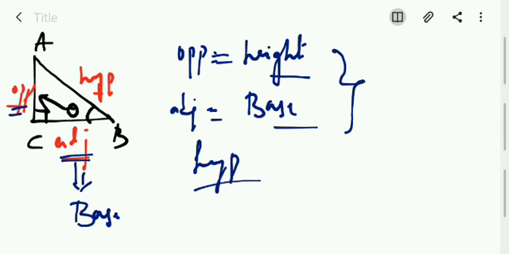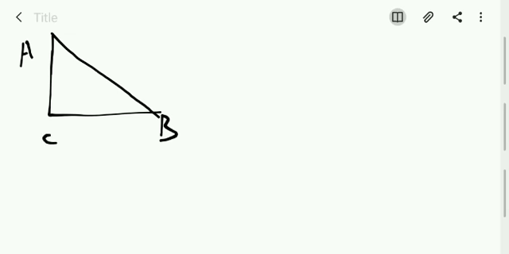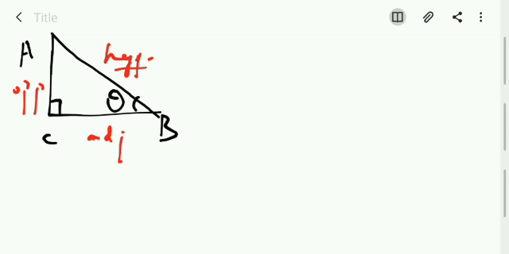Okay, now coming back, suppose in this triangle ABC, angle B is 90 degrees, and there is an angle theta, and we all knew that this is the opposite side and this is the adjacent side. This is the hypotenuse, right? Now, what are these trigonometric functions or ratios we have? First, we shall discuss sine.